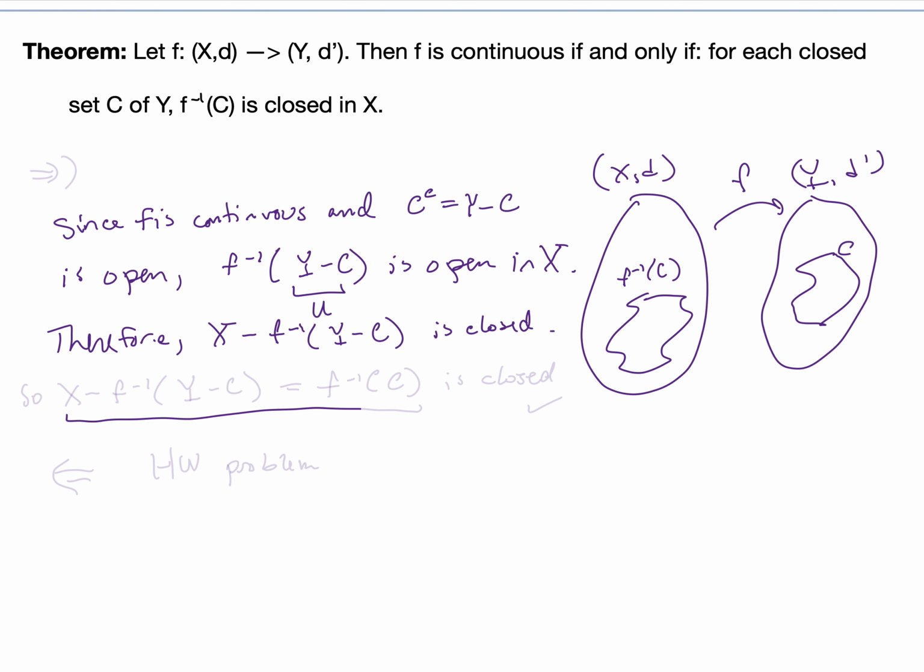But as we saw above, X minus f inverse of Y minus C is just equal to f inverse of C, as we saw above. So this is closed. And so we've done the first half of this theorem. The other half of the theorem is going to be a homework problem. So you can use that little note above about the equality of these sets, use the previous theorem, and also use the fact that the definition of a closed set is that its complement is open.